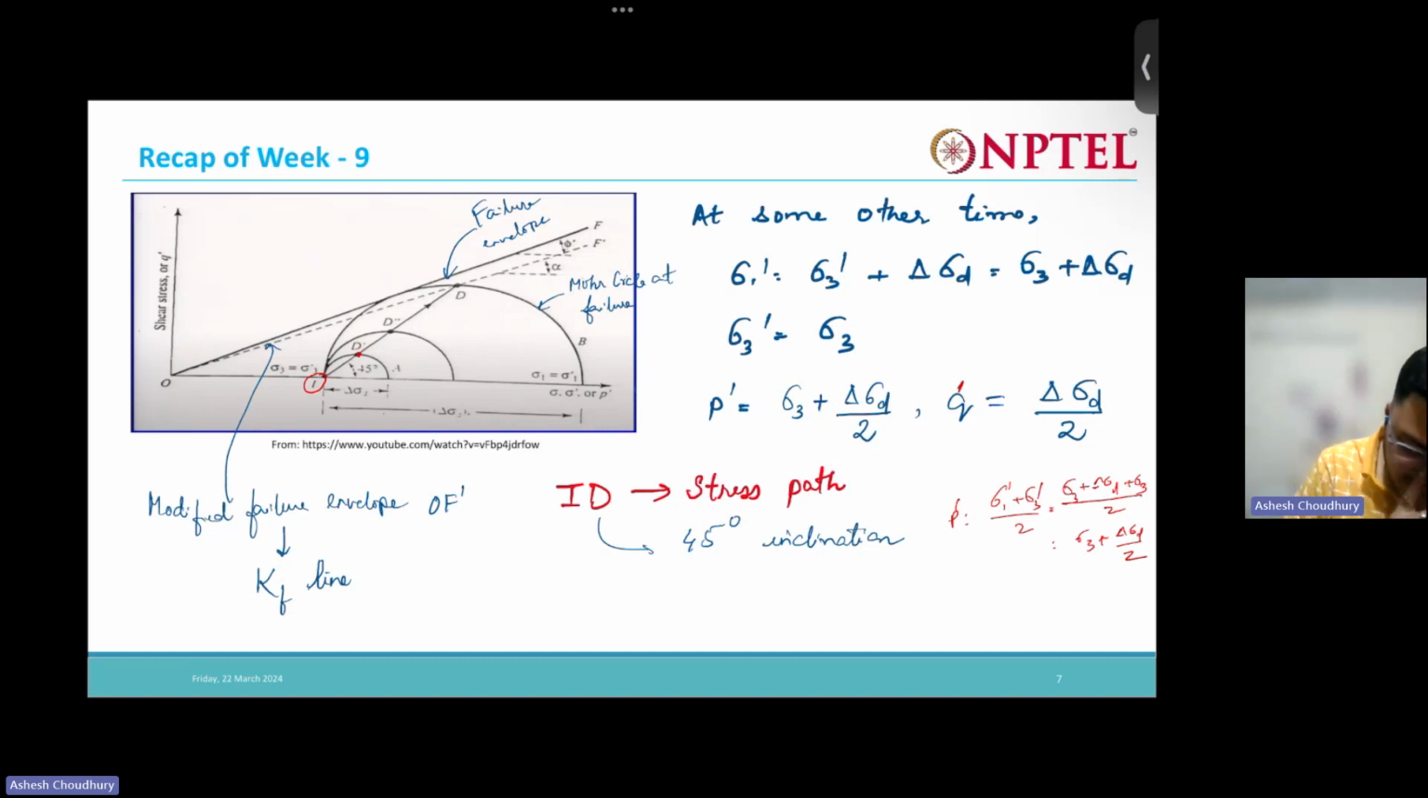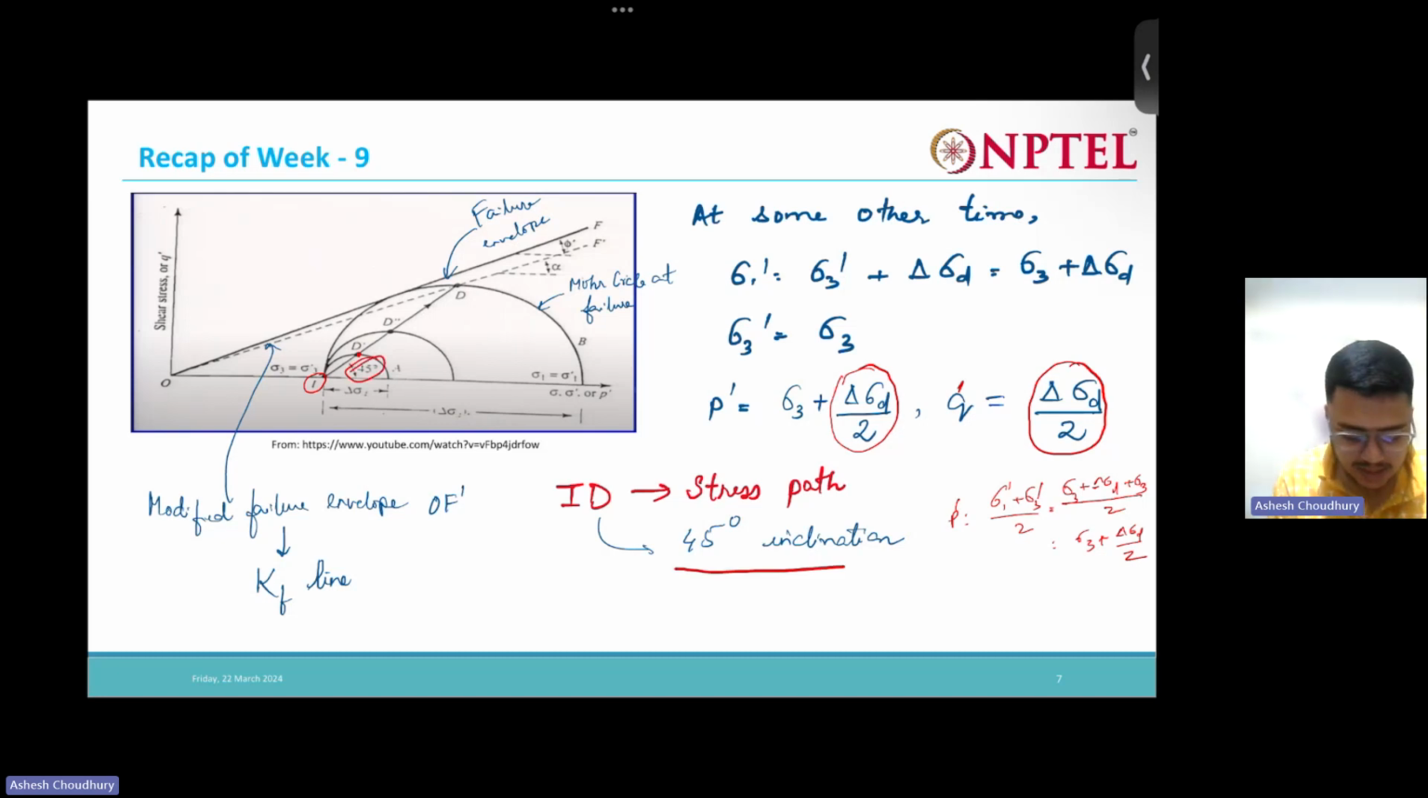Now you are seeing that this is going to have some equal increments of this value. That means if we measure the slope of this line, the stress path ID, it is going to be 45 degrees. The stress path ID in case of a CD test is going to be inclined at 45 degrees. This is a fact.